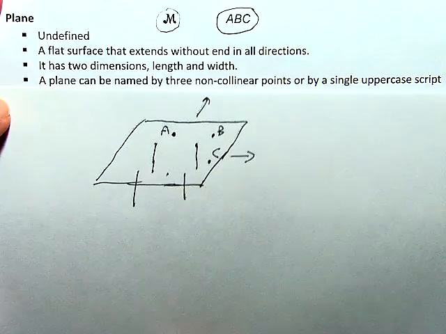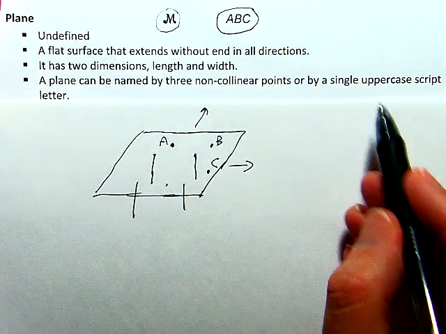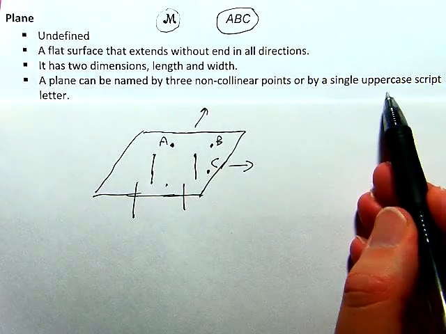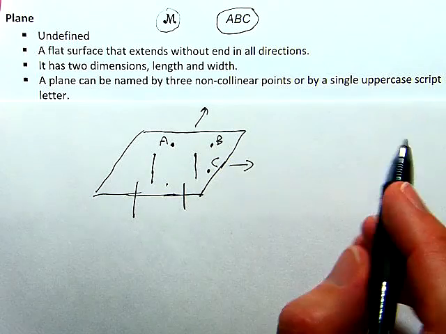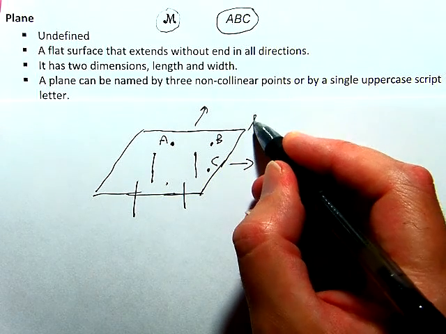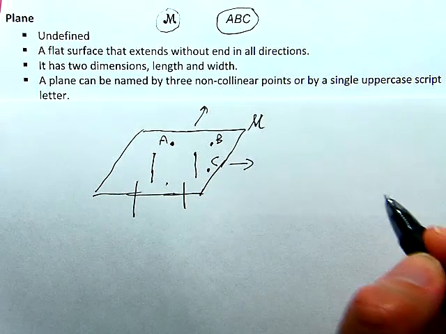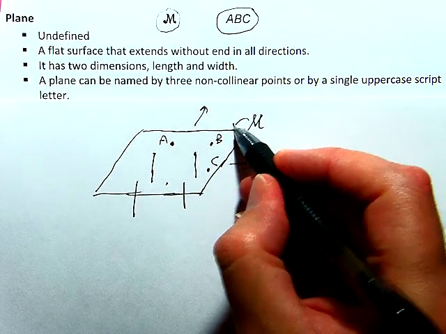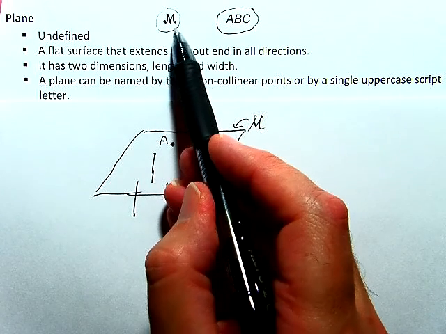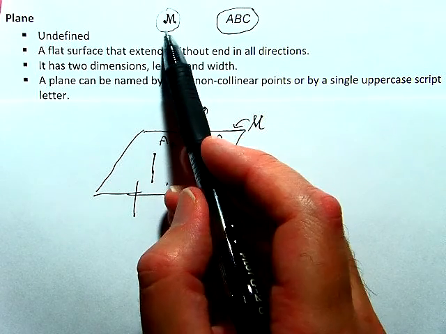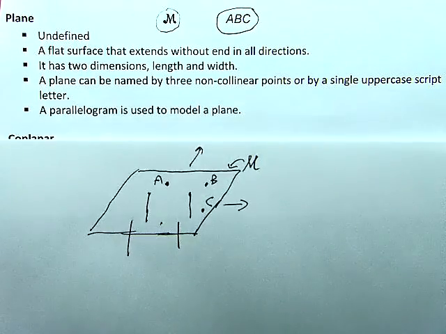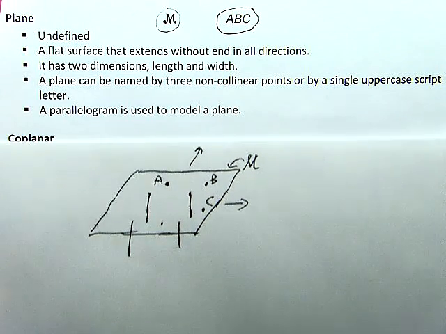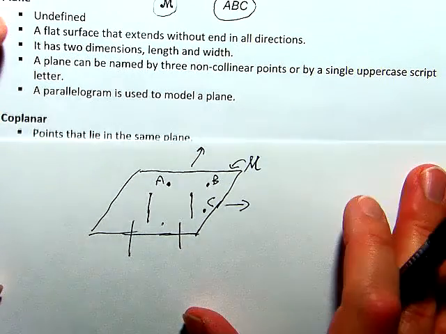We can also name the plane by using a single uppercase script letter. So just like with lines we use lowercase script, for planes we can use uppercase script. So let's say I use a script M, and I say, well, this plane is plane M. I can denote that using a single uppercase script letter. Okay. We're not going to worry about this last one. We'll be covering that later.